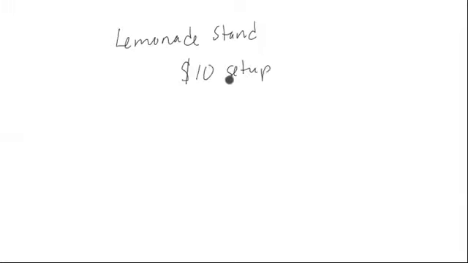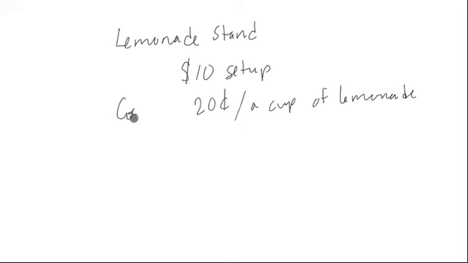And then maybe it costs us 20 cents really in supplies and whatever else we need to put in a cup. So 20 cents a cup of lemonade. And so this is the cost for us. So this is the cost of production. So these are production costs.